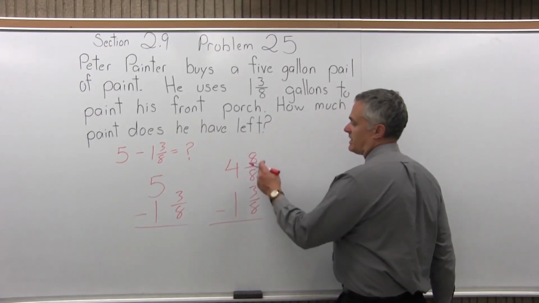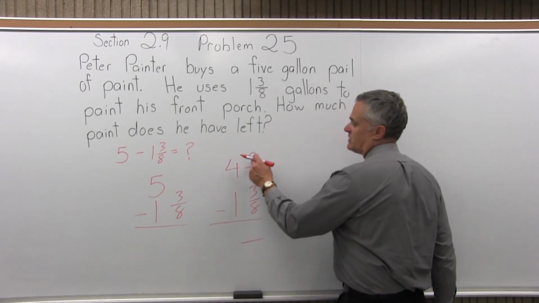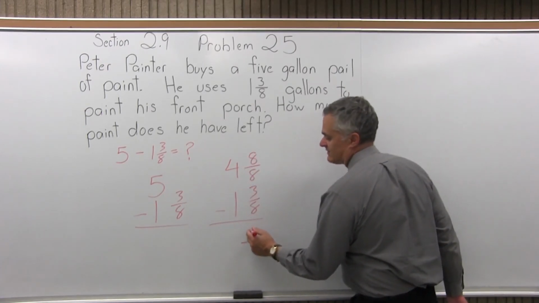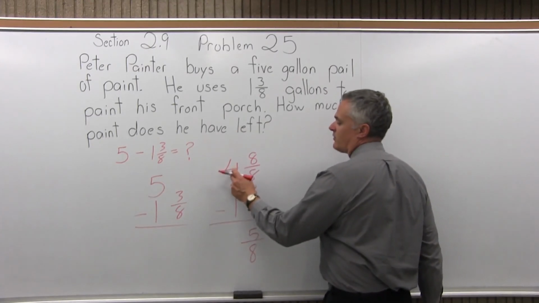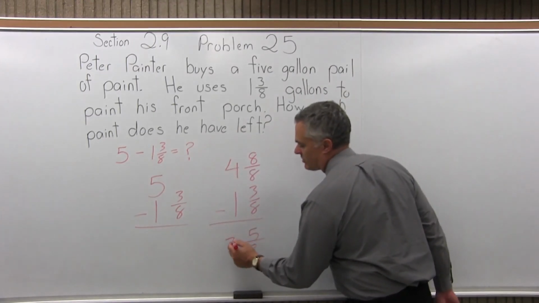I have a common denominator. So now for the numerator, 8 minus 3 is 5. My common denominator is 8. For the whole numbers, 4 minus 1 is 3.